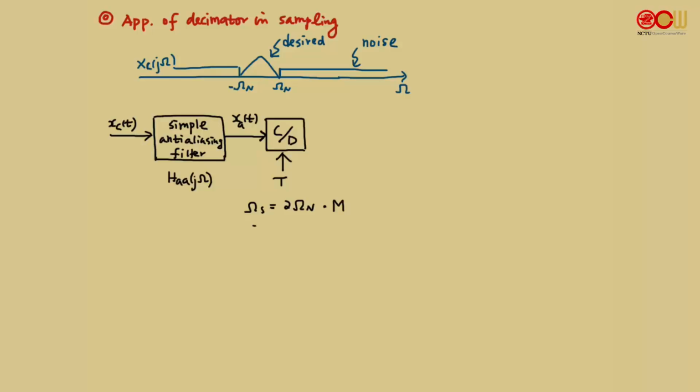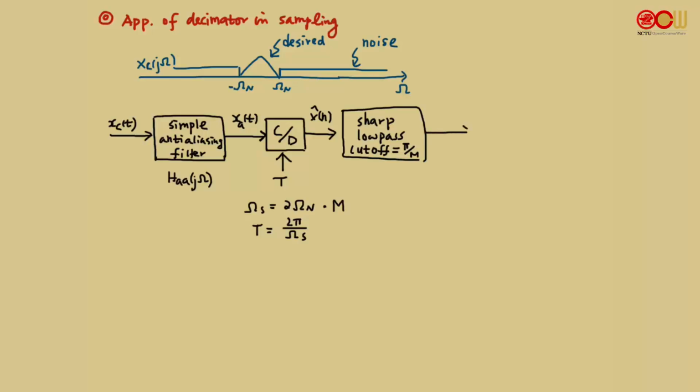And T will simply be 2 pi over omega s. Now in the discrete time, we have x hat n, the output of the C to D. Then we pass it through a sharp low pass with a cutoff pi over M. And then we downsample.